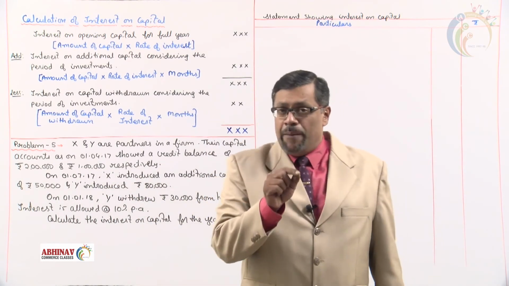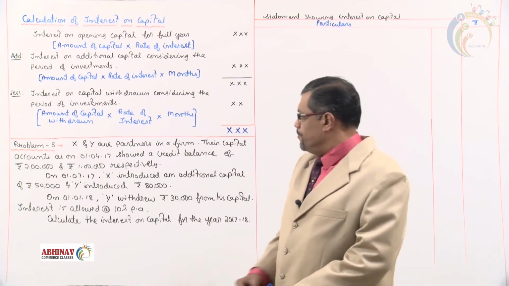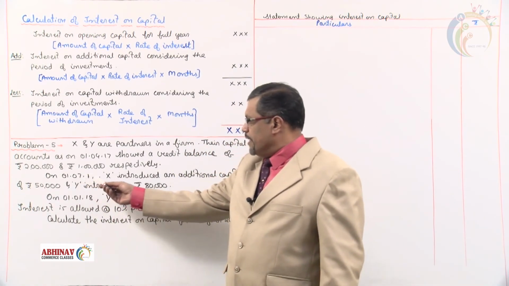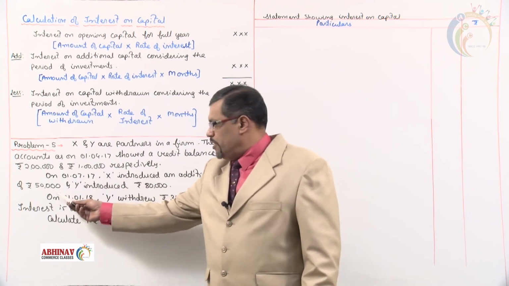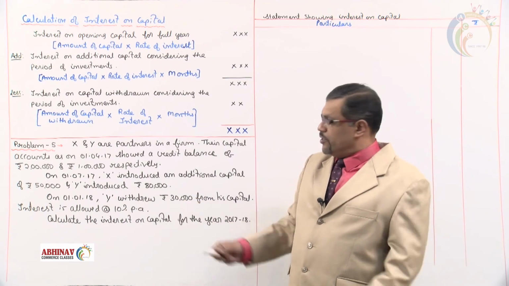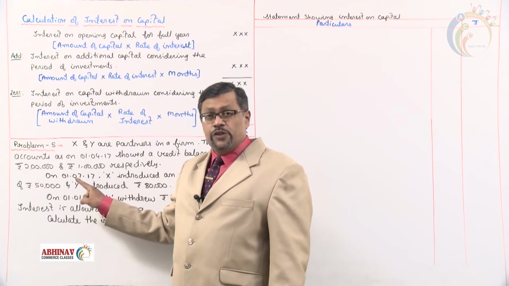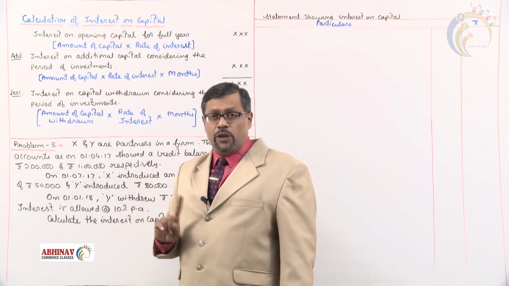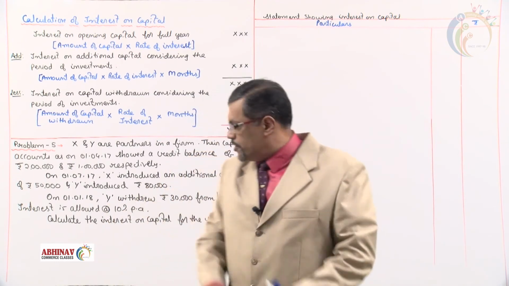So the capital of X is 2 lakhs opening capital and capital of Y is 1 lakh. On 1st July 17, X introduced an additional capital of 50,000 and Y has introduced additional capital of rupees 80,000. On what date is it introduced? 1st July. So when you calculate interest on additional capital, it is not for the full year, but from 1st July till 31st March.